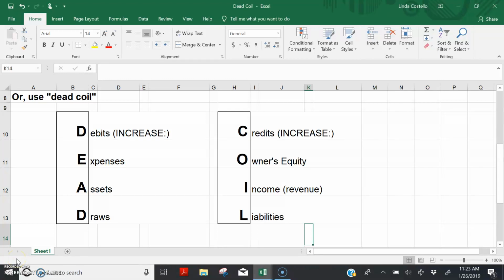Hi everyone. In this video, we'll practice applying the rules of debits and credits and use dead coil as a tool to help us decide whether to debit or credit an account balance. We'll be referring to dead coil frequently, so you might want to have your copy available as we work through the exercise. We'll also be using a new practice aid that you haven't seen yet.